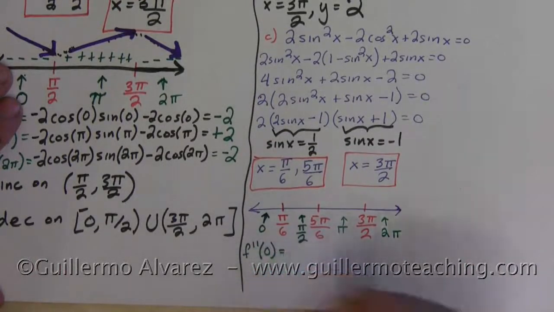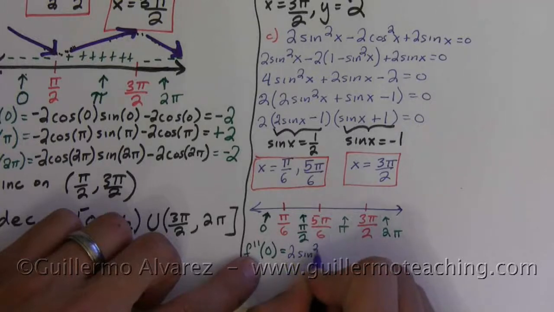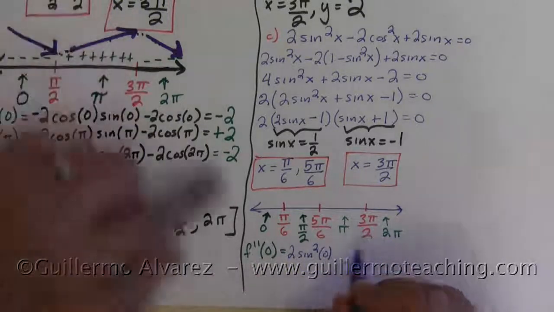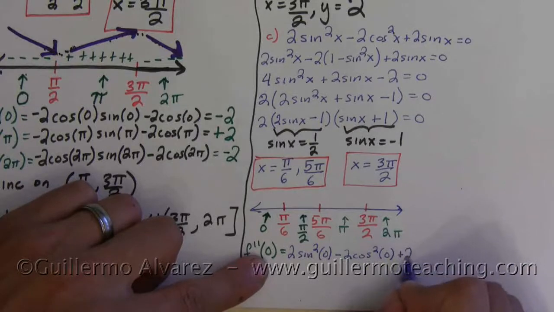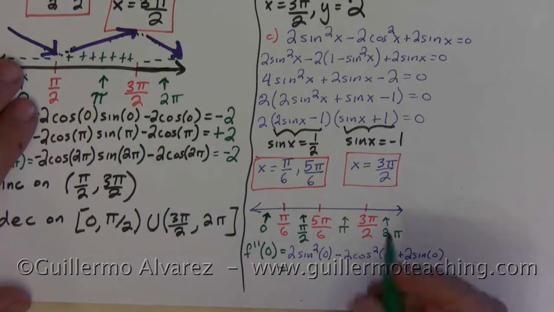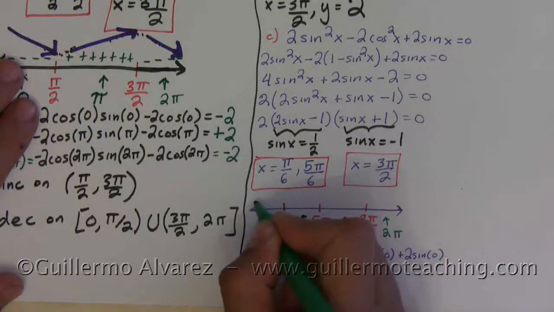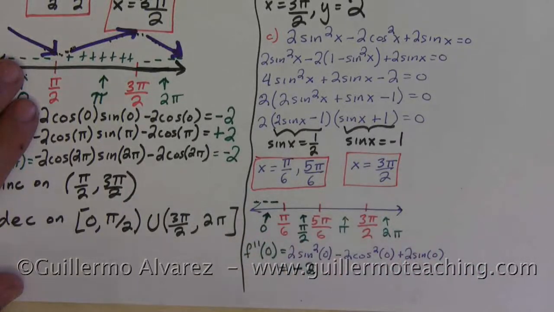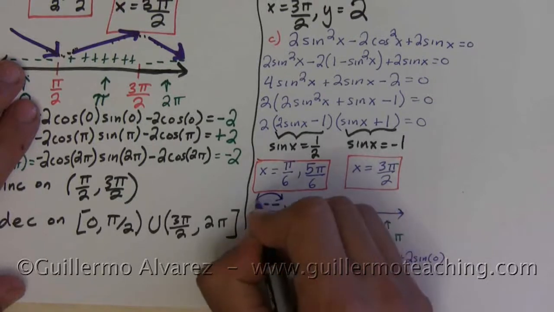So I have the second derivative at 0. This is equal to 2 sine squared at 0 minus 2 cosine squared at 0 plus 2 sine of 0. Well, here these sines of 0 are 0, and so what I'm going to get is just negative 2. So what this tells me is that here my function is going to be concave down. So I'll put an upside down parabola shape to symbolize concave down.